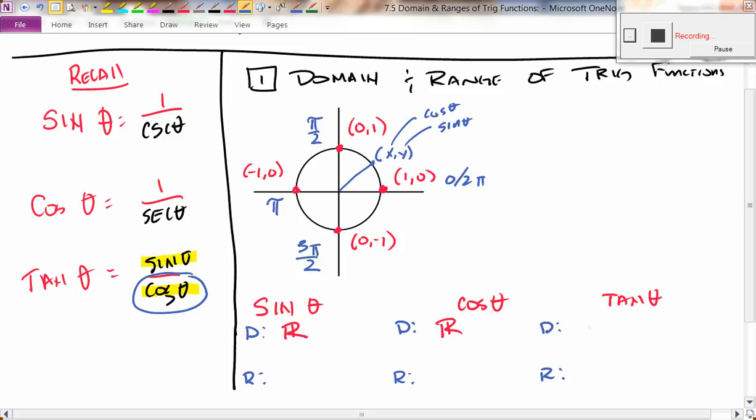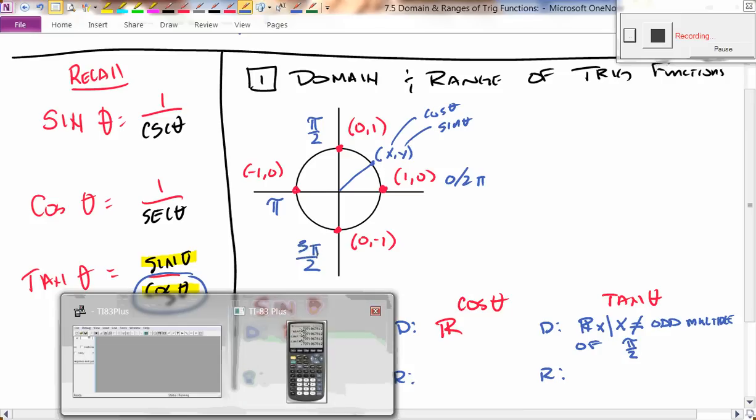Nice job, Daniel. We want all real numbers x such that x is not an odd multiple of pi over 2, such as 1 pi over 2, 3 pi over 2, 5 pi over 2. And the reason is because you're dividing by 0, because the cosine value of all those functions are 0.